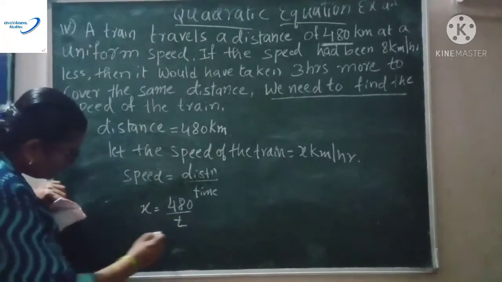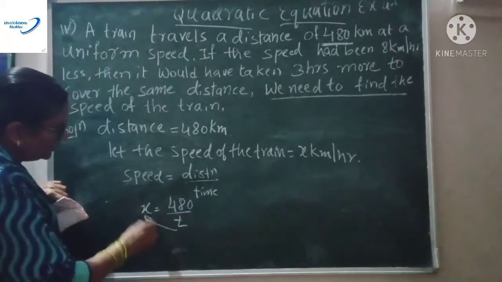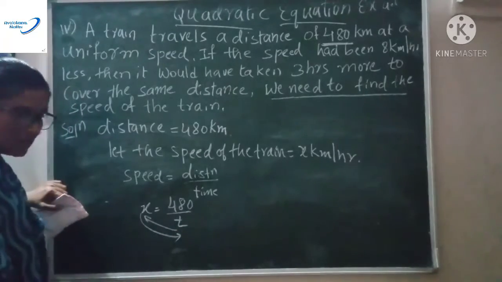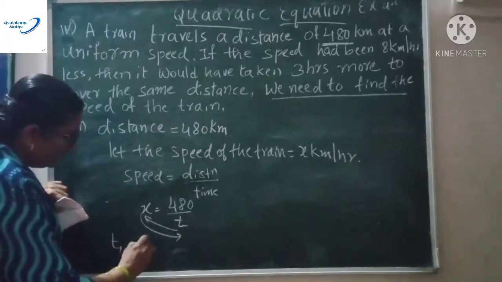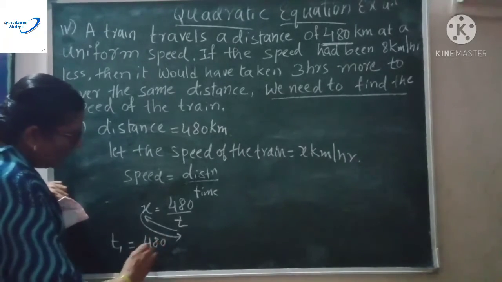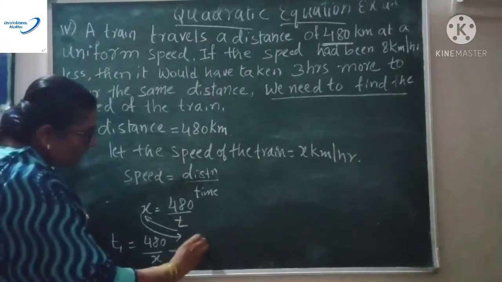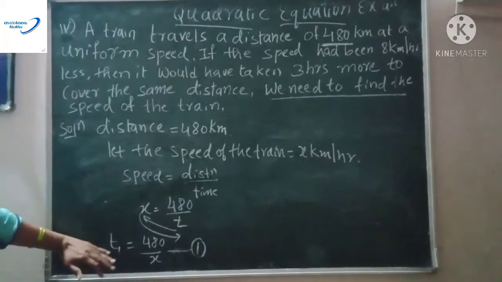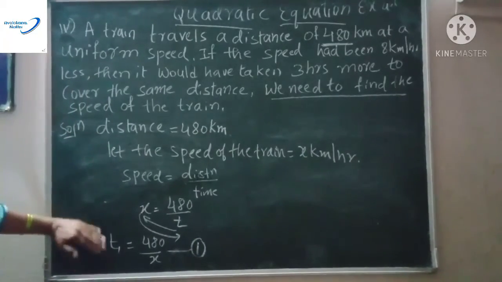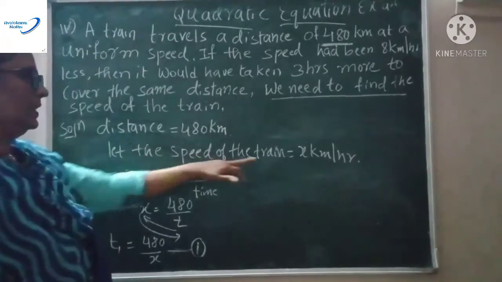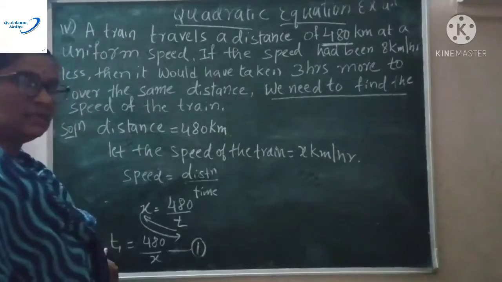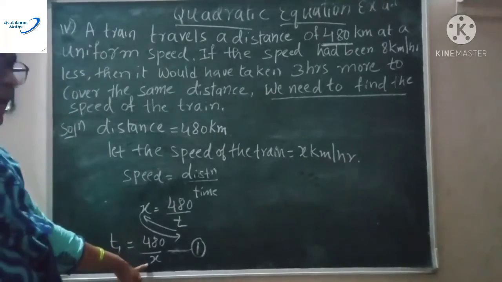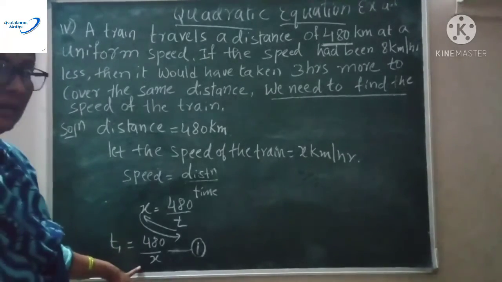You bring this x down, so the time taken, t1, is equal to 480 upon x. What is this? t1 is equal to 480 upon x. This is the time taken by the train when the speed is x kilometer per hour.